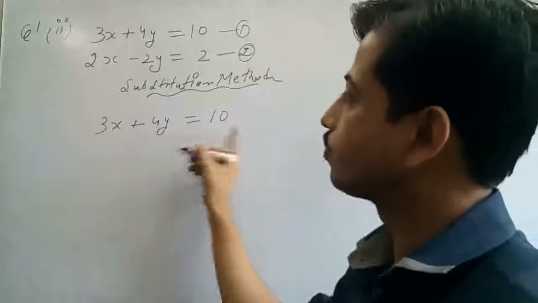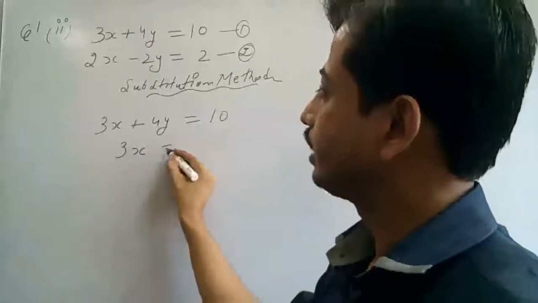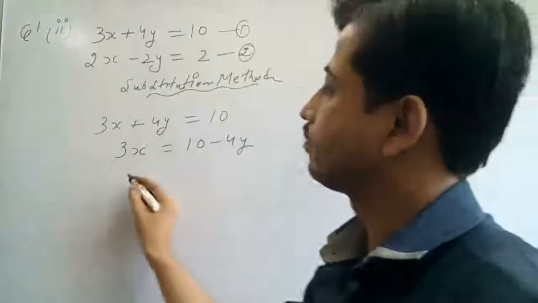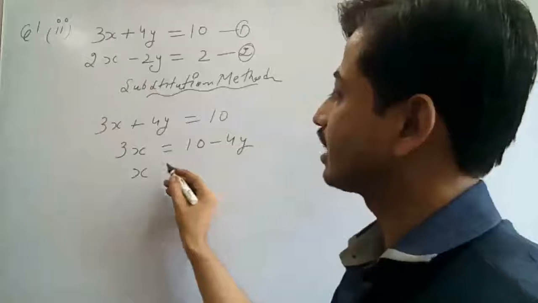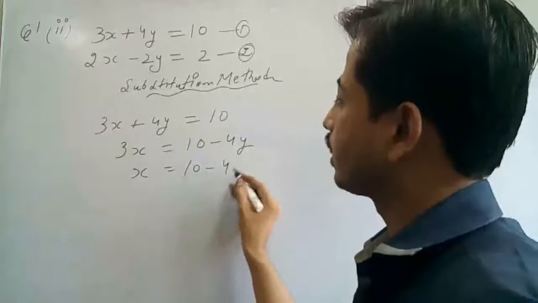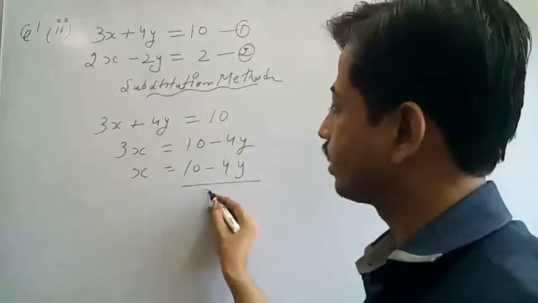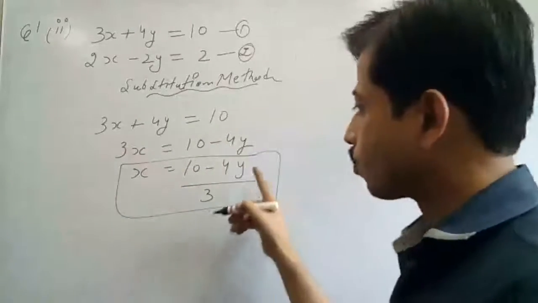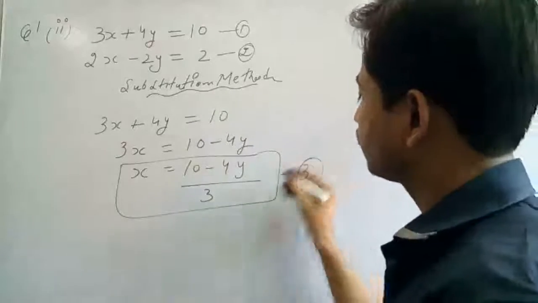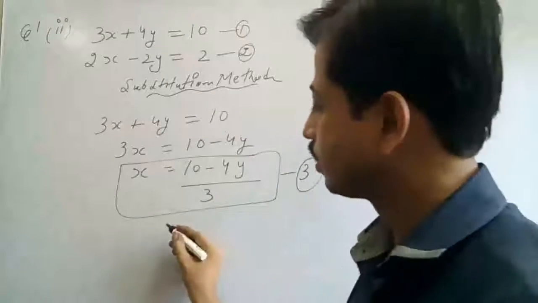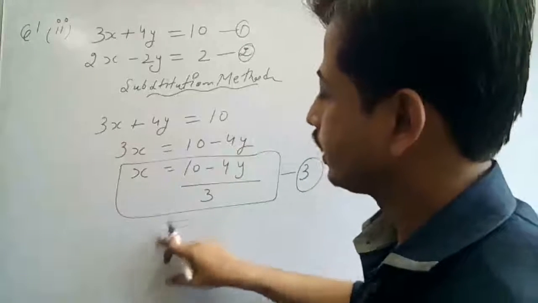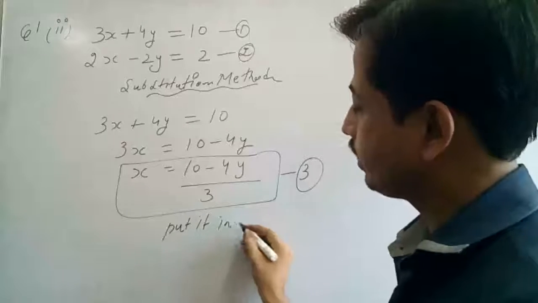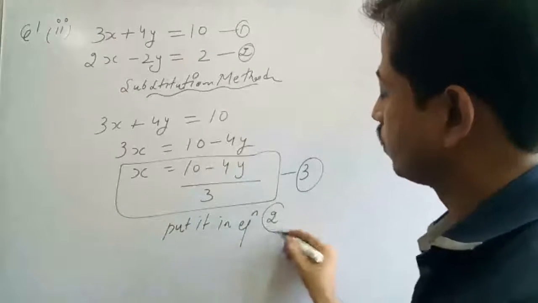So I have to take this 4y on the right hand side. It becomes 3x is equal to 10 minus 4y. If I take this 3 on the right hand side, it goes to the denominator part. So it becomes 10 minus 4y divided by 3. This is the value of x in terms of y. This is equation number 3. Now the next step is put it into equation number 2.